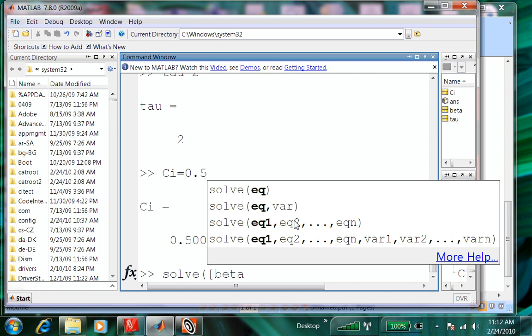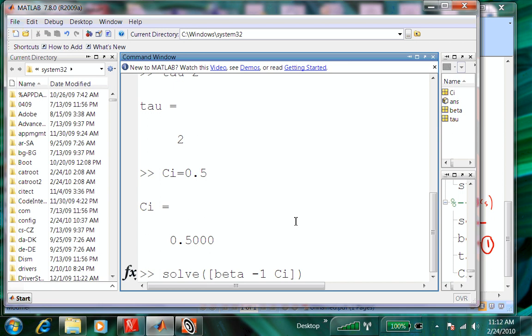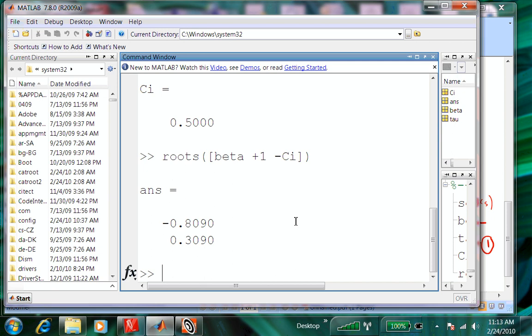beta minus 1 Ci. What am I doing here? Roots. Roots is a function that we have seen before. Roots takes the coefficients of a polynomial. In this case, the polynomial is the quadratic, so it's beta C squared plus CS, plus Ci. The same two roots, but now it is numerically returned.